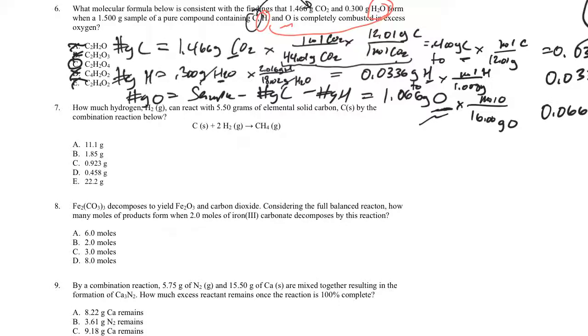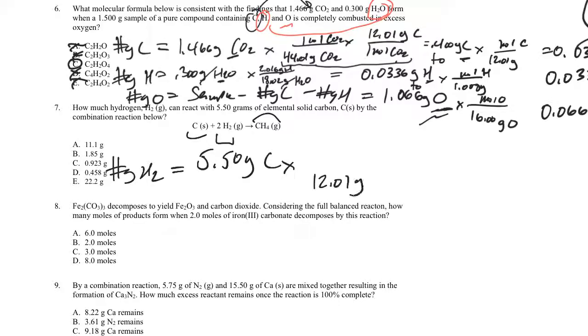So number 7, how much hydrogen can react with 5.5 grams of elemental carbon by the reaction below. This is getting into some stoichiometry, but I think we can handle this today. Because what we're saying here is that for every mole of carbon, it has to react with 2 moles of H2 to form CH4. And so the number of grams of H2 that can react with 5.50 grams of carbon, well, we just have to go to moles, 12.01 grams per mole of carbon. And then for every 1 mole of carbon that reacts, we can react with that 2 moles of H2.